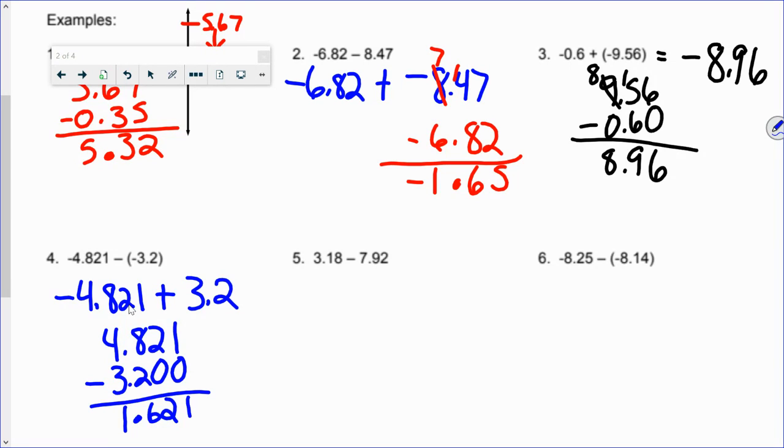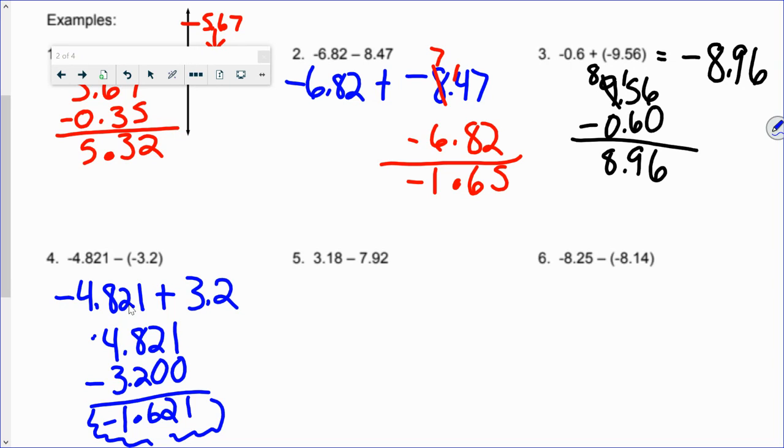And then when we look at this, we got to figure out which one's my higher value. Well, we already decided which one's a higher value because that's what went on top. And that one's a negative, so that means my answer is a negative. All right, so my answer is a negative 1 and 621 thousandths.